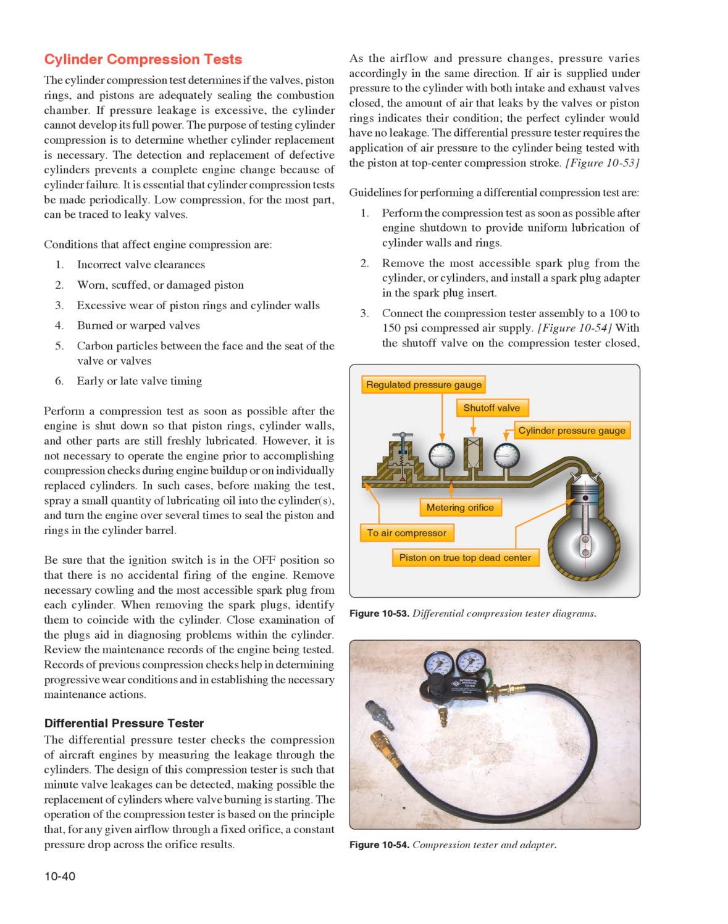The operation of the compression tester is based on the principle that, for any given airflow through a fixed orifice, a constant pressure drop across the orifice results. As the airflow and pressure change, pressure varies accordingly in the same direction. If air is supplied under pressure to the cylinder with both intake and exhaust valves closed, the amount of air that leaks by the valves or piston rings indicates their condition. The perfect cylinder would have no leakage.